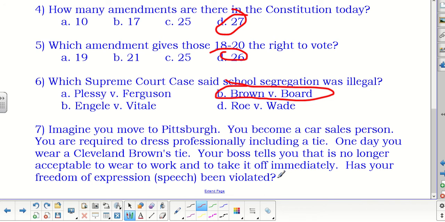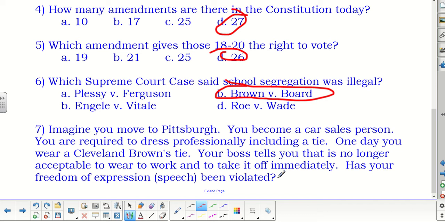So this is sort of putting the Constitution into action, and this is my favorite thing to do in Unit 2, to talk about real-life scenarios and play them out with you. So I want you to imagine you move to Pittsburgh, and you're a car salesperson, okay? And you are required to dress professionally, including a tie. And because you're from this area, and you're a glutton for punishment, you're a Cleveland Browns fan, and you wear a Cleveland Browns tie.